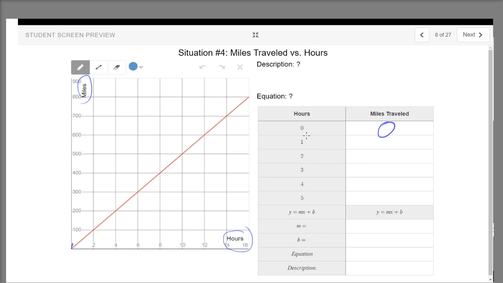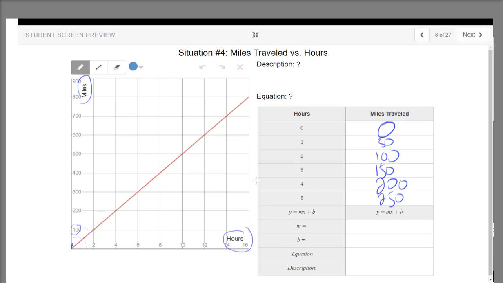In hour 1, so after 1 hour, we traveled 50 miles. So we put 50 here. In 2 hours, we traveled 100 miles. So that's 100 miles. In 4 hours, we traveled 200. Okay, so let me finish the rest. In 4 hours, you traveled 200. It wasn't 20, it was 200. Okay, so those are all the points.